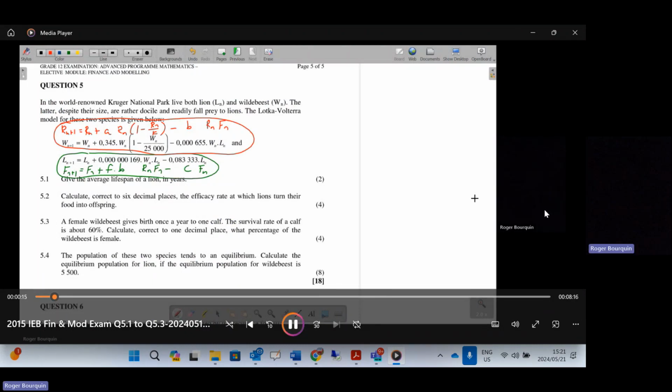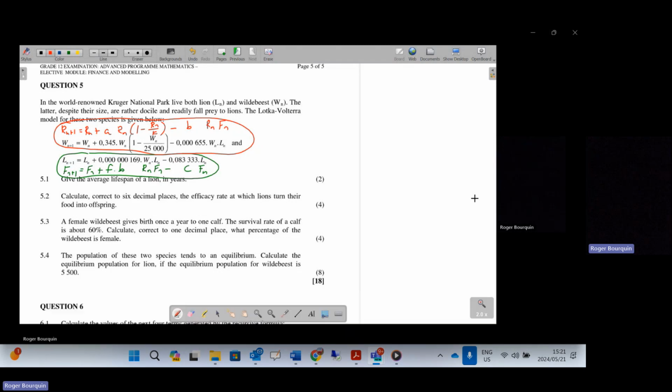Right. So in this question, it's really just a question of finding the formulas. So the first thing I would do is write down, so it says in the Wildenrhein Kruger Park, lion and wildebeest, the latter, despite their size, are rather docile, blah, blah, blah. The Lotka-Volterra model for the two species is given below. So it's really about understanding the different things in the formula.